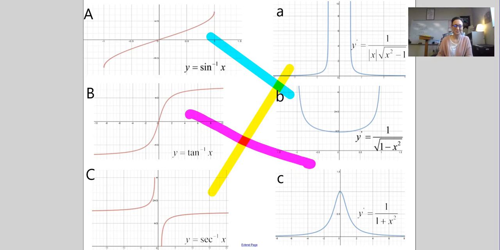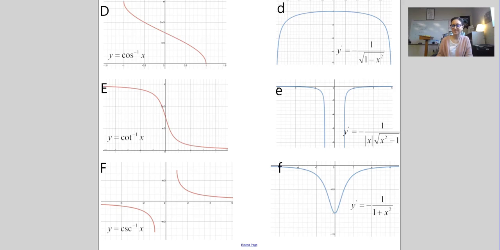Good deal. Now if you'll look at your reference sheet, we just matched 3 of the inverse trig functions to their derivatives, right? These should match based on your reference sheet. All right, so I'm going to see if you can match these graphs on your own. Try to not look at your reference sheet.